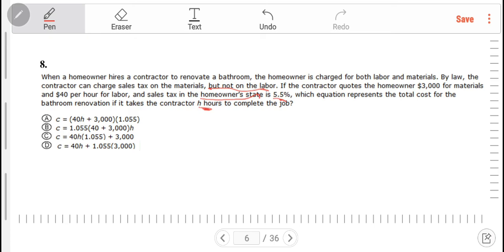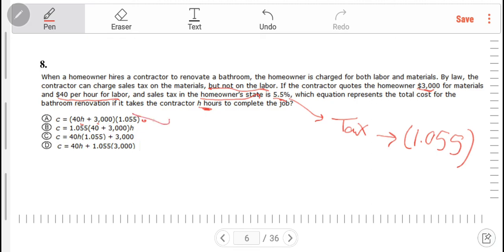Each number of hours, it's okay. The cost is 5.5% tax, which leads us to multiply by 1.055. Okay, number one is very good. The contractor quotes the homeowner $3,000 for the material, $40 per hour for labor. So $40 multiplied by the number of hours, and 3,000 multiplied by that. Very good, excellent.